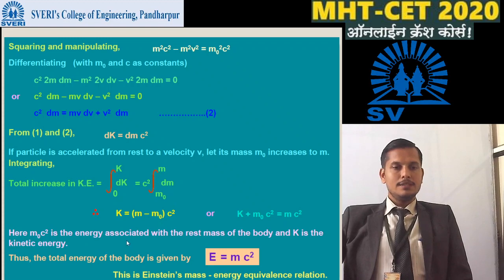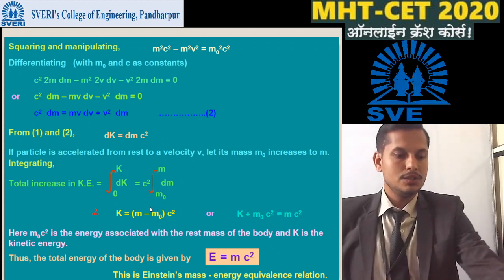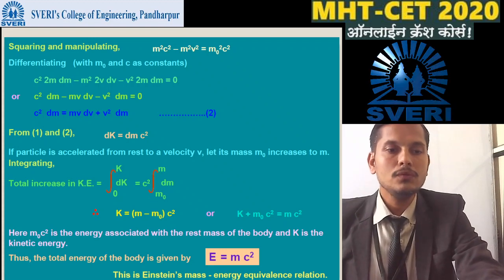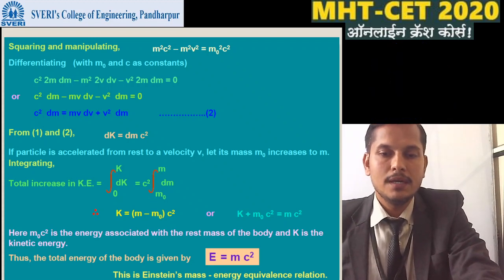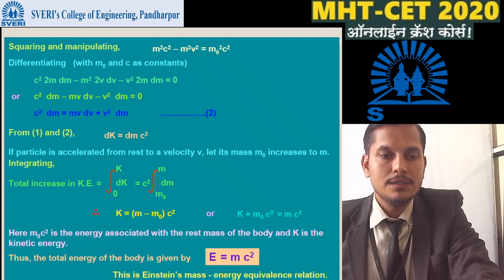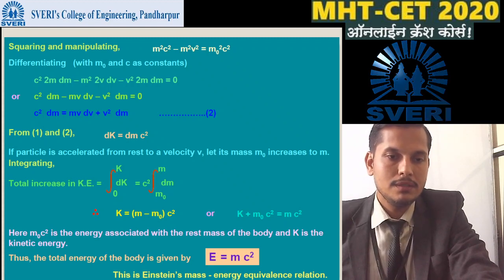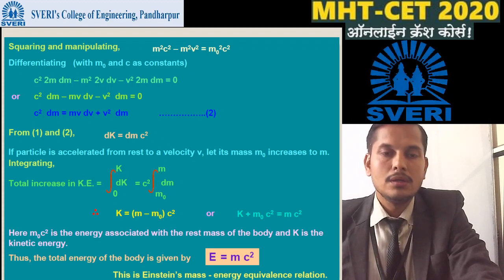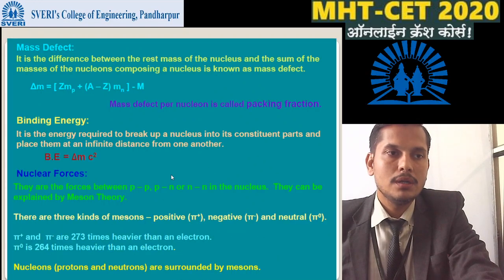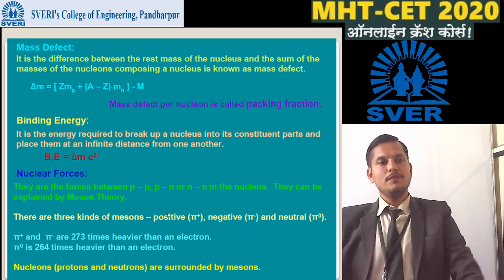So by adjusting the terms, we can get the final answer as E is equal to mc square, where E is the total energy, potential energy plus kinetic energy. So we are getting this value as E is equal to mc square, which is called Einstein's energy-mass equivalence relation. So let us move to the next point, that is mass defect.